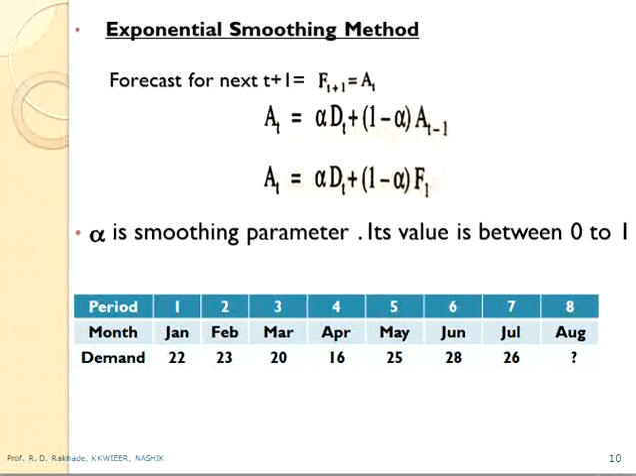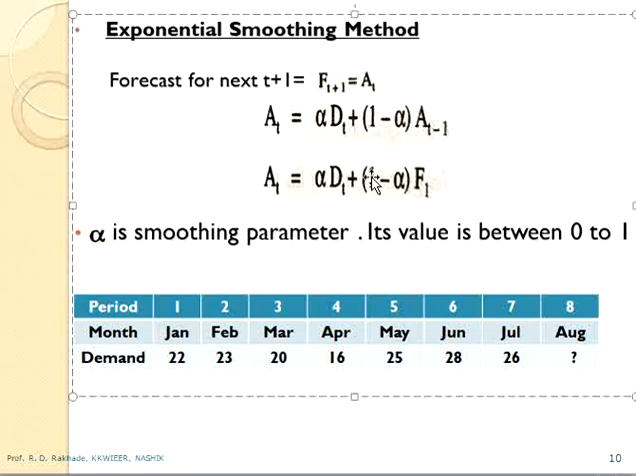Then the second method, that is the exponential smoothing method. So here there are two forms. First is on the basis of actual demand and second is on the basis of forecast. So AT, or we can say next T plus 1, is equal to alpha DT plus in bracket 1 minus alpha, T minus 1. This is on the basis of demand, and the second formula is on the basis of forecast. So here alpha is a smoothing parameter and its value is between 0 to 1.